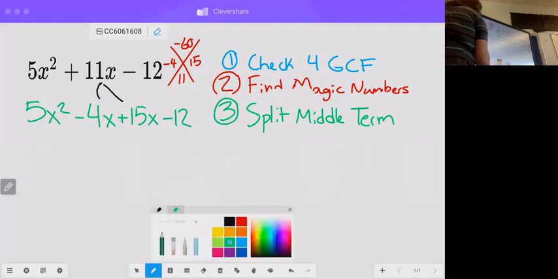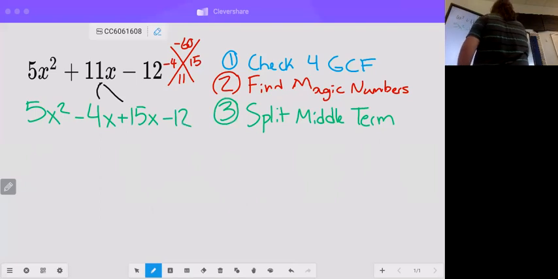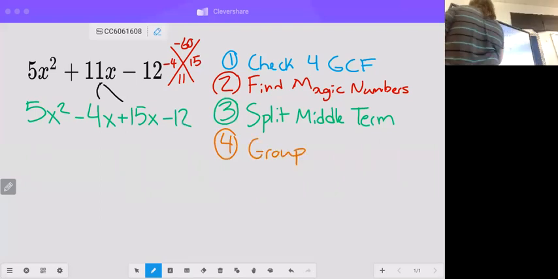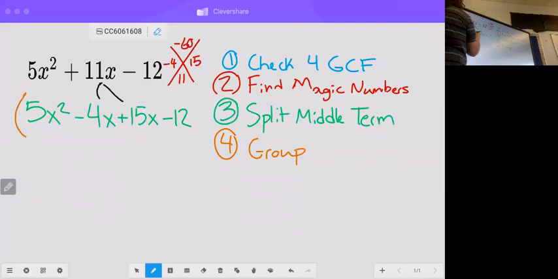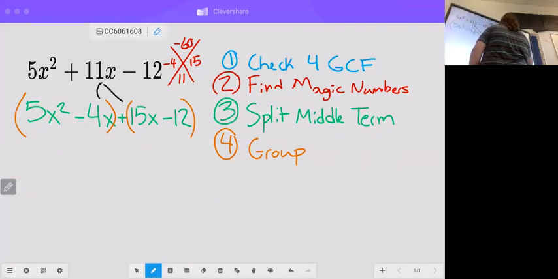Our next thing that we need to do after that, for step 4, we need to group. And then we need to find the GCF of each group. So this first group is these first 2 terms, and we've got these second 2 terms. So group and find the GCF.